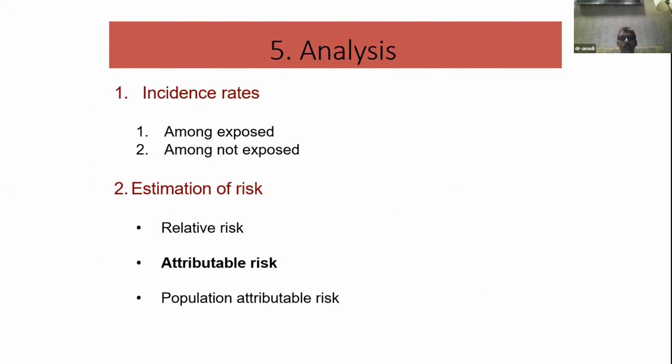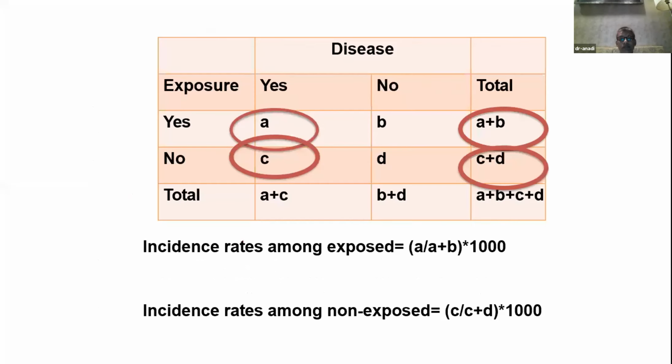So, analysis. What is analysis? What you get from the study is the incidence rate among exposed and among not exposed. You are getting the risk. You are getting relative risk. You are getting attributable risk. You are getting population attributable risk. Same 2 by 2 table: incidence among exposed, incidence among non-exposed.